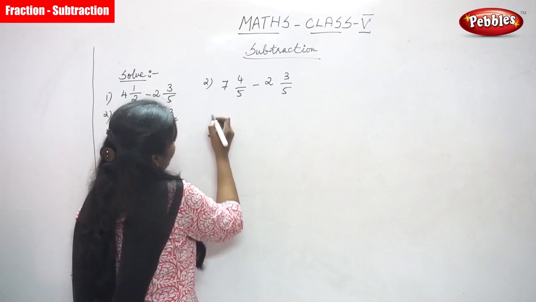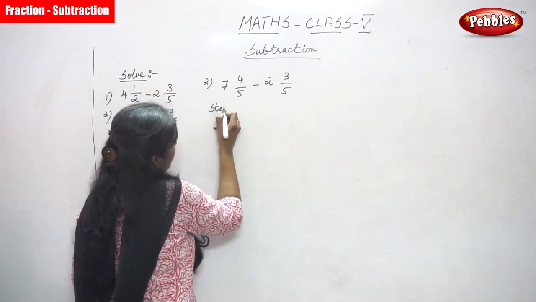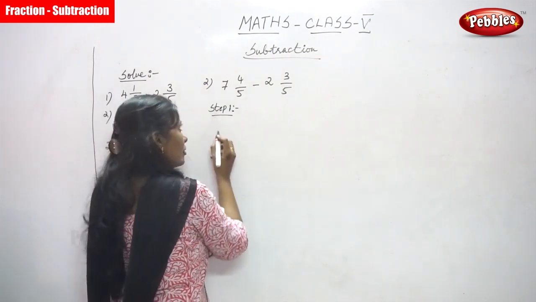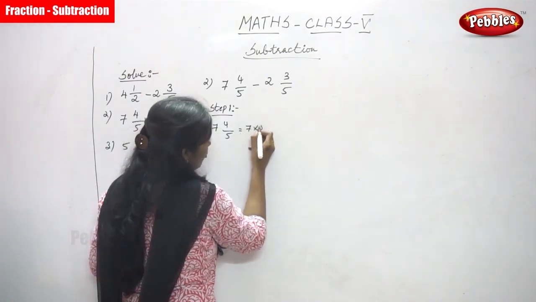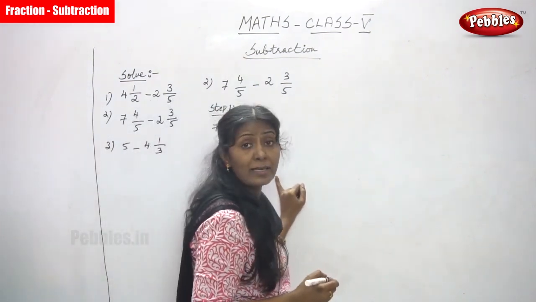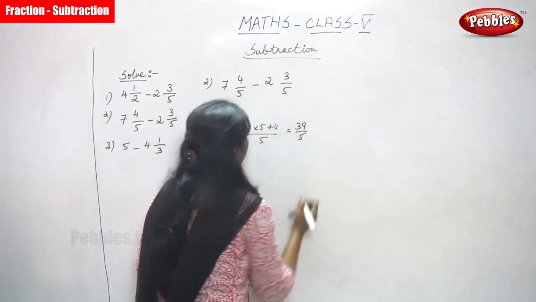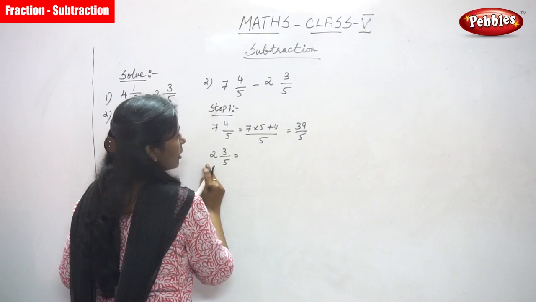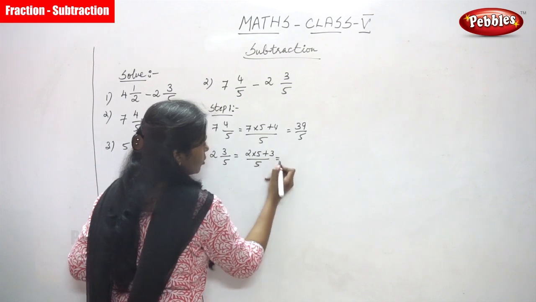So for 7 4 by 5, step 1 is to convert it into an improper fraction. 7 4 by 5 is 7 into 5 plus 4, divided by 5. So 7 into 5 is 35, 35 plus 4 is 39, so 39 by 5. Next, 2 3 by 5: 2 into 5 is 10, 2 into 5 plus 3, divided by 5. So 2 into 5 is 10.